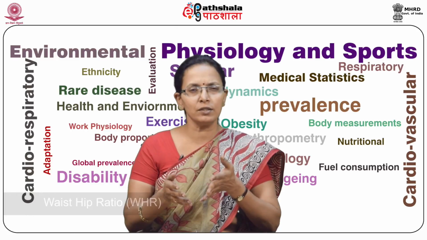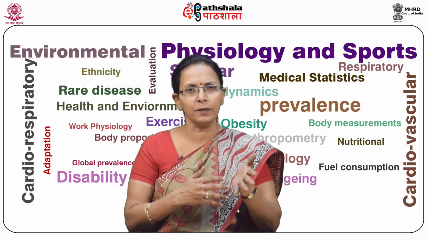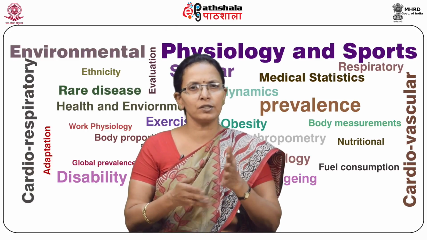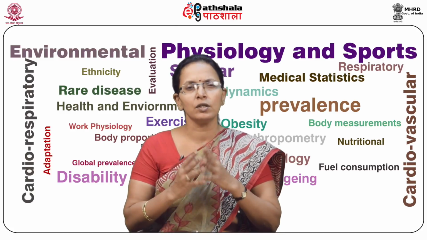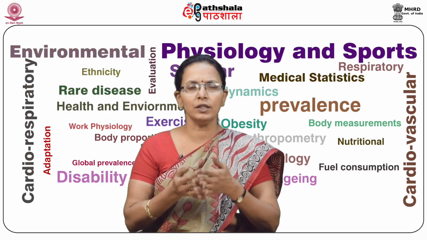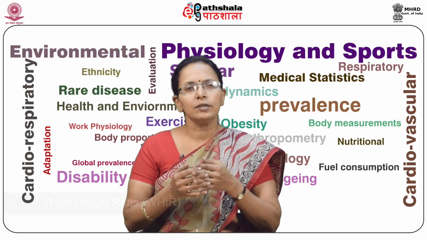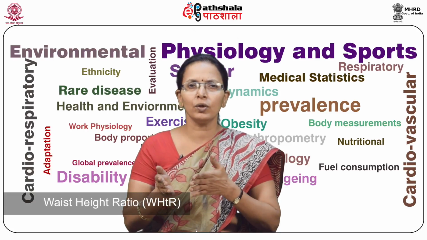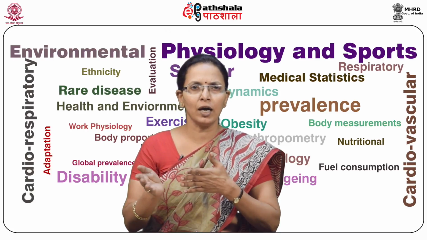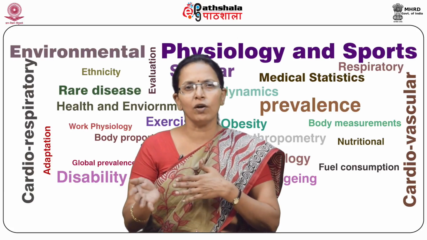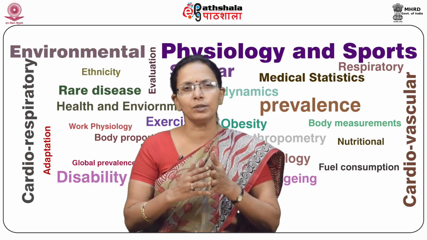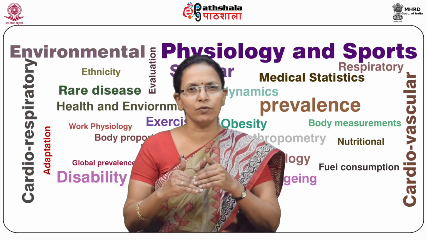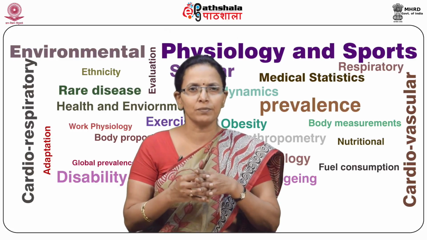As the name suggests, the waist hip ratio is the ratio of waist circumference in centimeters to the hip circumference in centimeters. The waist height ratio, WHtR, is the ratio of waist circumference in centimeters to the height of the individual in centimeters.